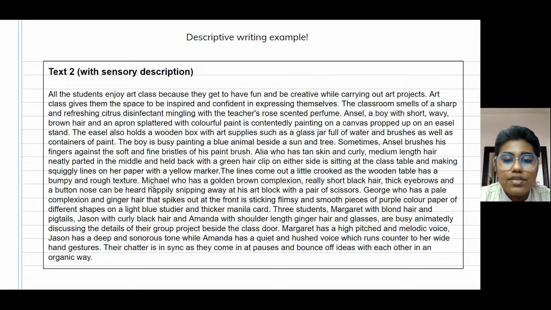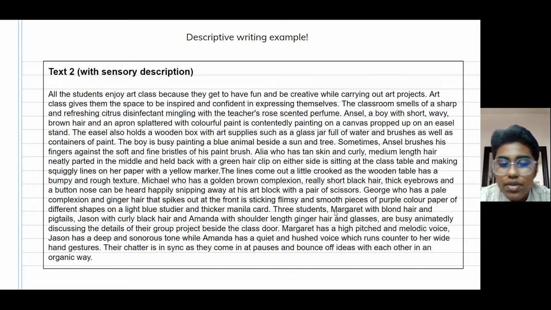Michael, who has a golden brown complexion, really short black hair, thick eyebrows, and a button nose, can be heard happily snipping away at his art block with a pair of scissors. George, who has a pale complexion with ginger hair that spikes out at the front, is sticking flimsy and smooth pieces of purple color paper of different shapes on a light blue, sturdier, and thicker manila card.